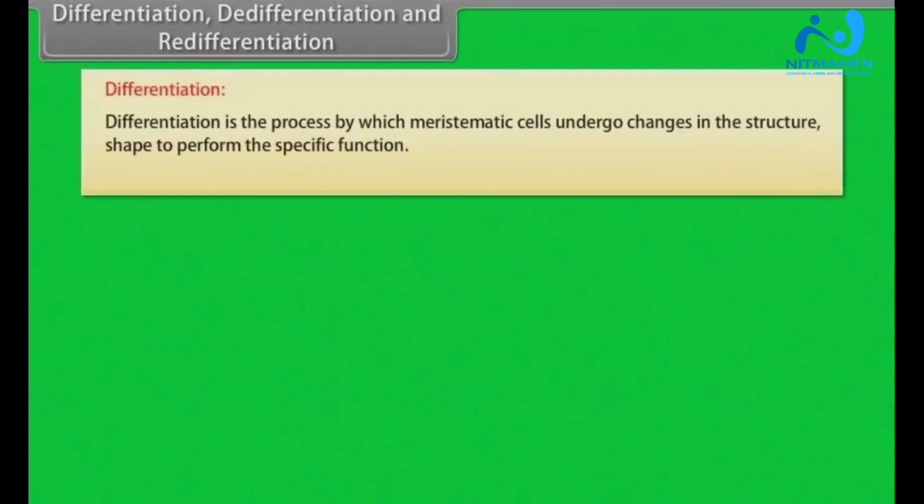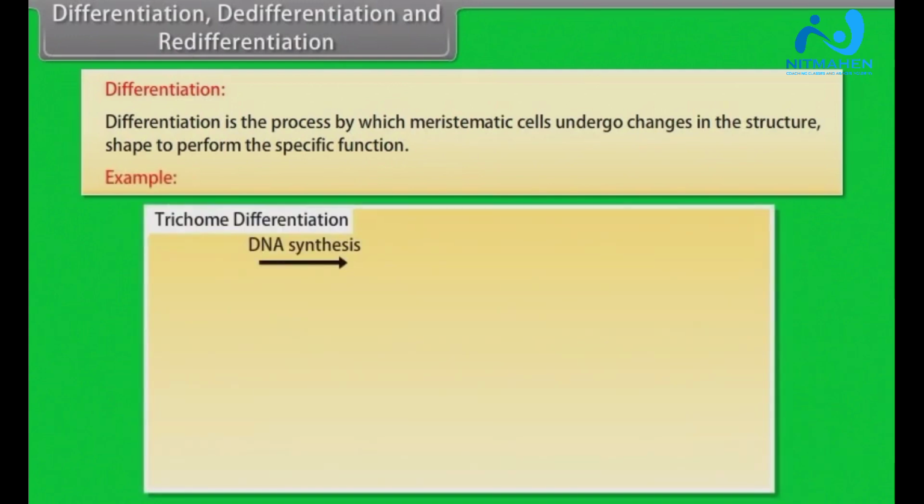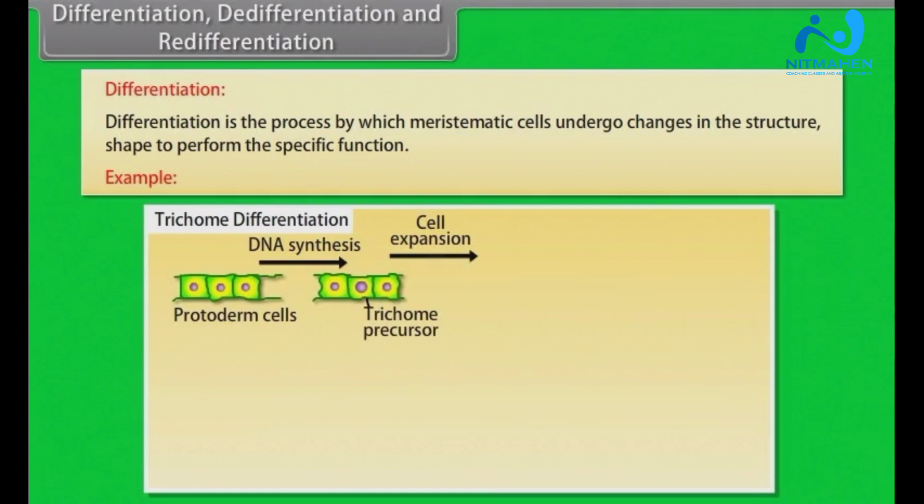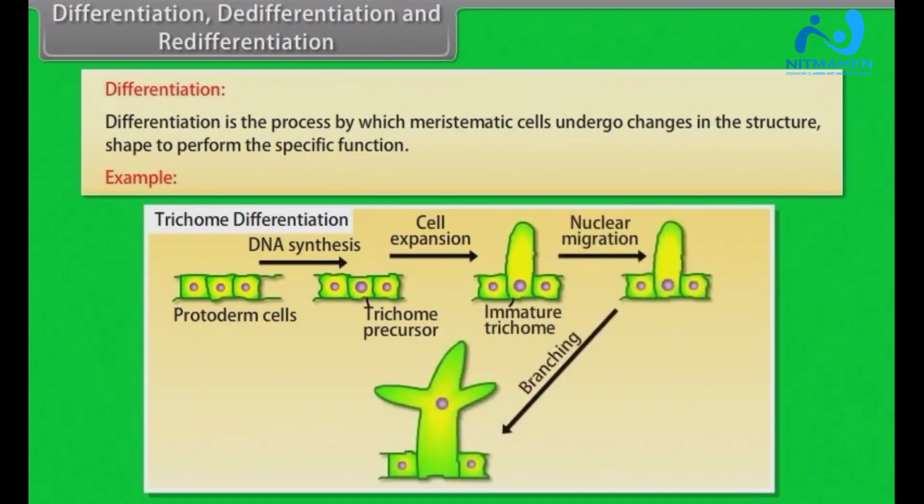Differentiation, dedifferentiation, and redifferentiation. Differentiation is the process by which meristematic cells undergo changes in the structure and shape to perform specific functions. For example, after the DNA synthesis of the protoderm cells, cell expansion takes place and it forms an immature trichome. After that, nuclear migration takes place, then branching occurs, and then it reaches the maturation stage.